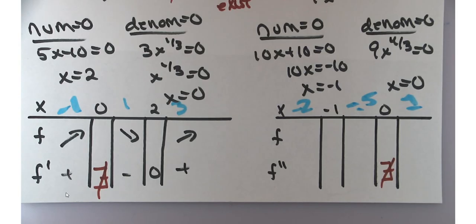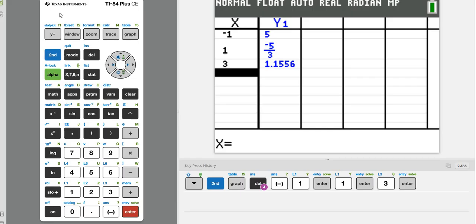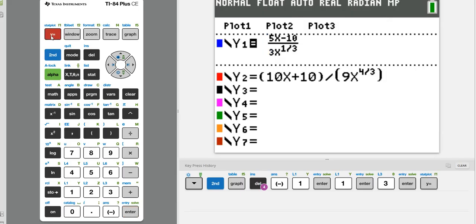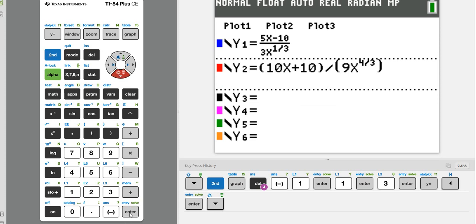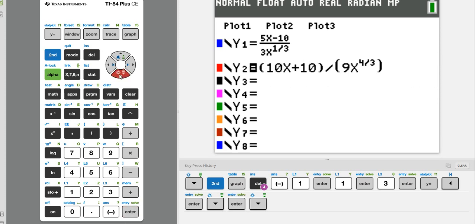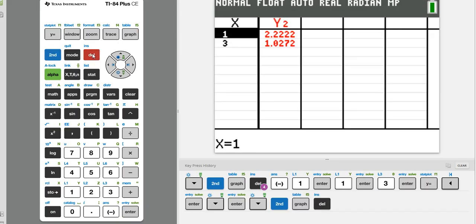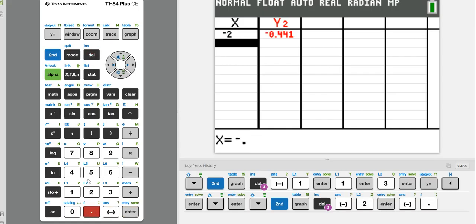Before I test those points, go to the y equals key, the equation editor. Let's shut off this equation and turn on this one, so that way I'm going to get results for the second derivative, not the first derivative. Nice. Hit the second key, then the table key. Let's delete these values here and plug in Olivia's values, -2, -0.5, and 1.